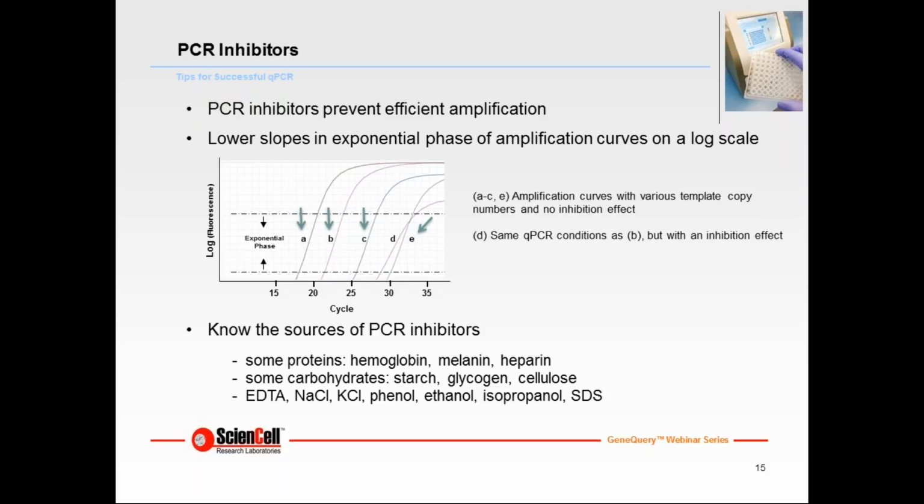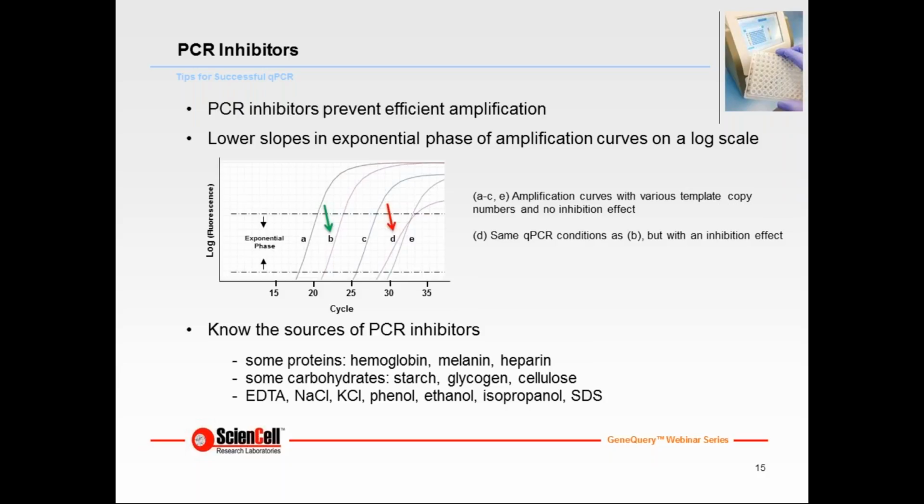Fluorescence doubles with each additional cycle in the exponential phase of an efficient qPCR reaction, as in curves A, B, C, and E shown here. They are all efficient amplification with various template copy numbers and no inhibition effect. In contrast, a lower slope in the log exponential phase, as indicated in curve D, which has the same template copy number as B, would suggest that fluorescence is not doubling and that PCR inhibitors may be present in your reaction.